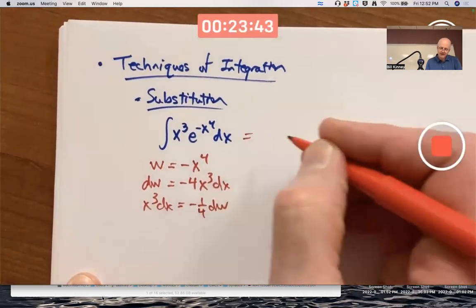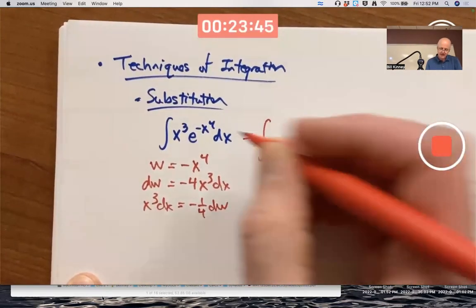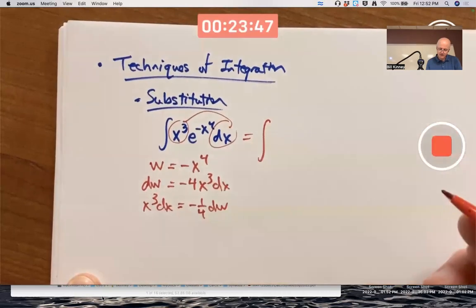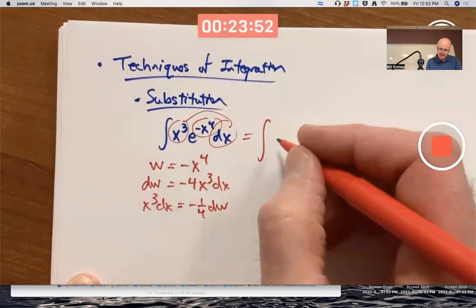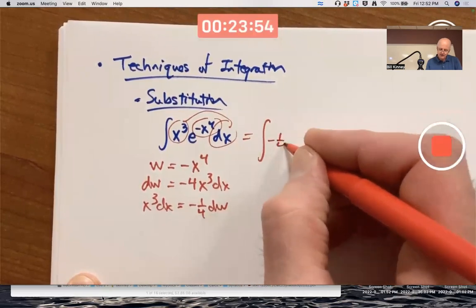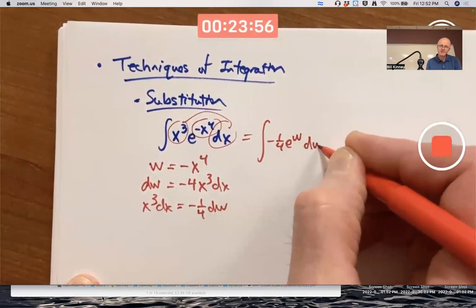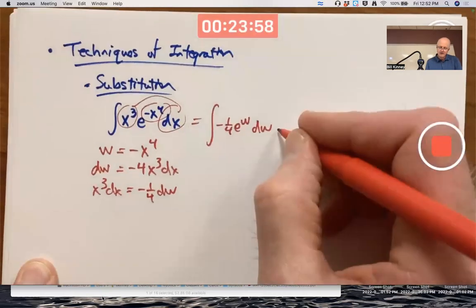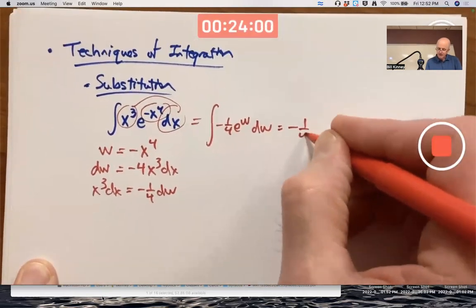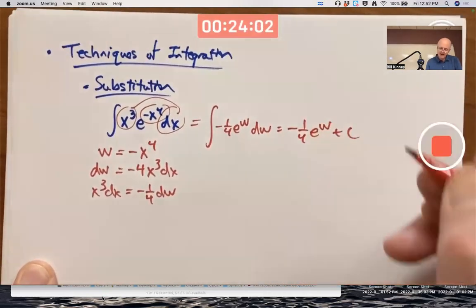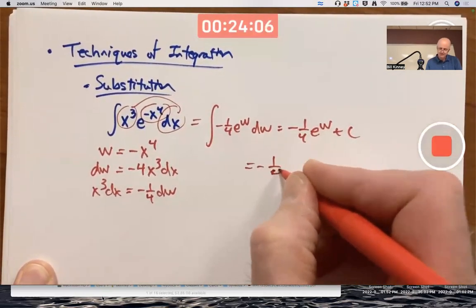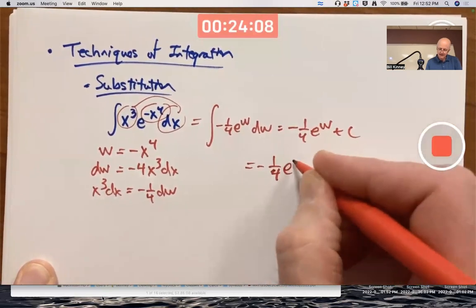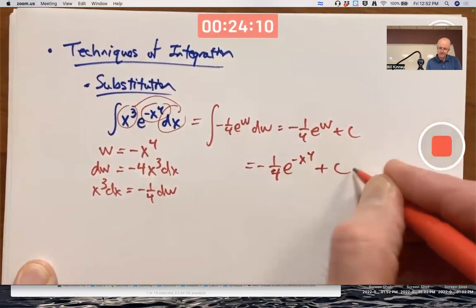So now I'll go ahead and make that substitution. Replace x cubed dx with negative 1/4 dW. Replace negative x to the fourth with w, you get negative 1/4 e to the w, dw. Which is easy to do, negative 1/4 e to the w plus c, but as an indefinite integral, don't forget to convert back to x: negative 1/4 e to the negative x to the fourth plus c.